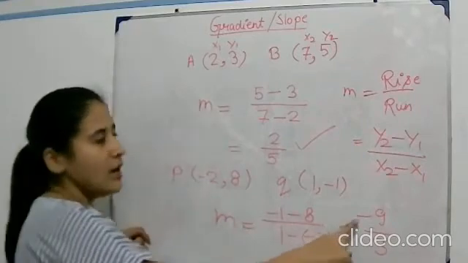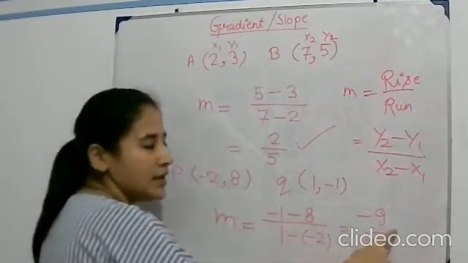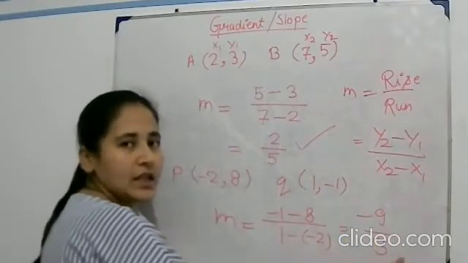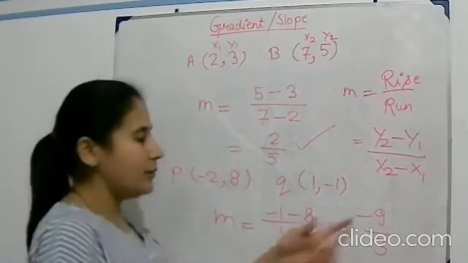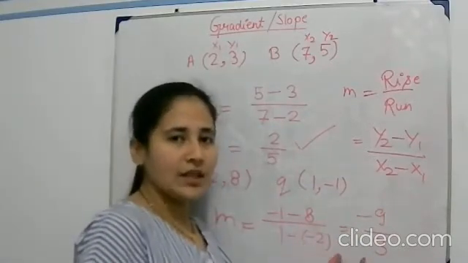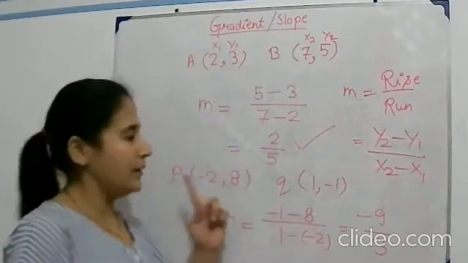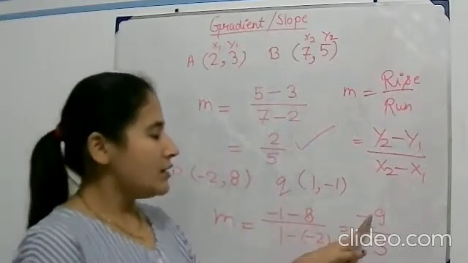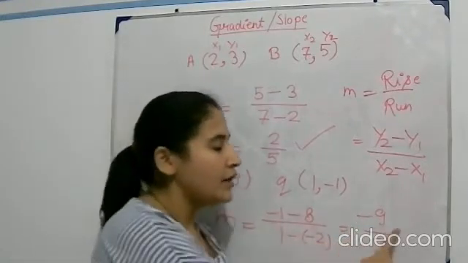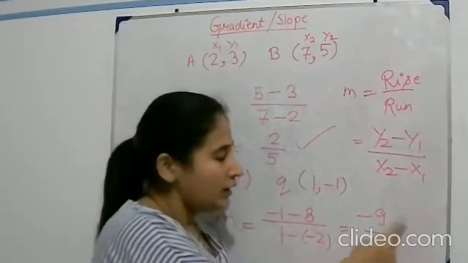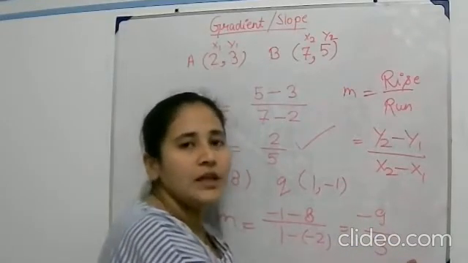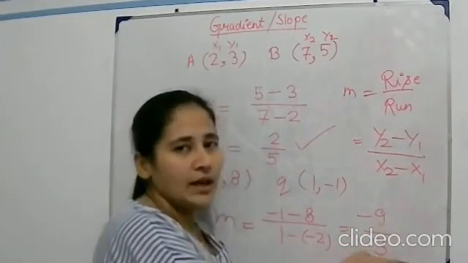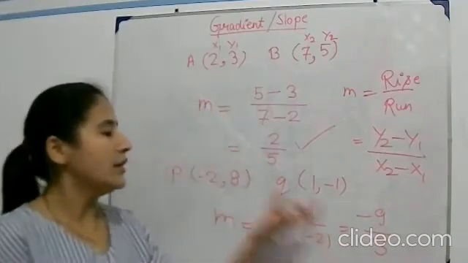Now you can see here the value of y2 minus y1 is negative, but the value of x2 minus x1 is positive. So here both have different signs. That means it has a negative gradient. PQ has a negative gradient. So for a negative gradient, if y2 minus y1 is positive, then x2 minus x1 should be with a negative sign. At least one value should be negative. Then it will be a negative gradient.